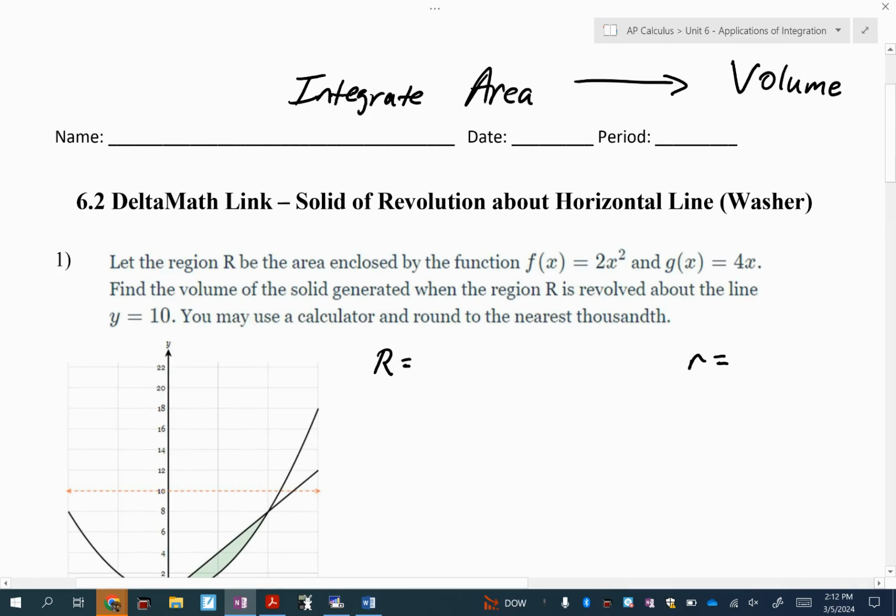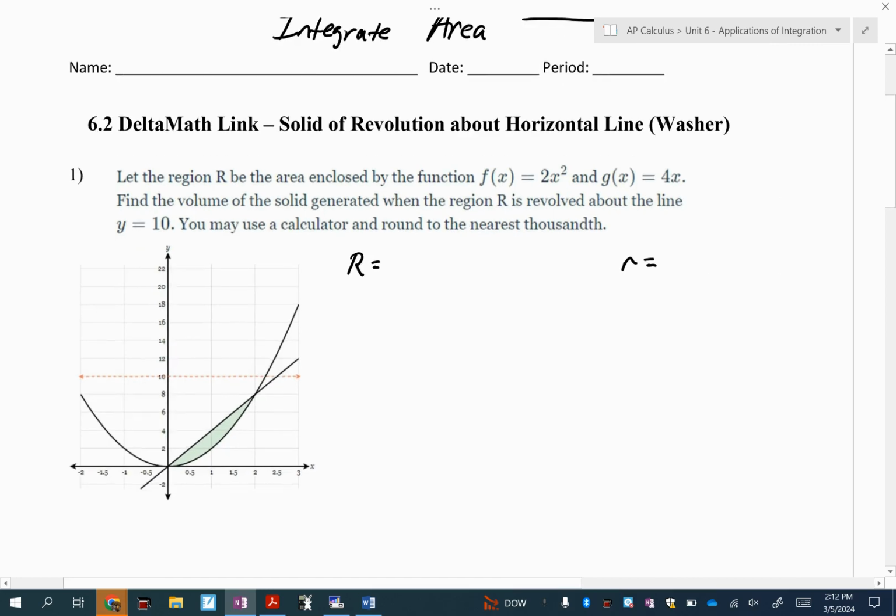In this case, what is my line that I'm revolving around? Y equals 10. For the first one, y equals 10. So I'm going to do 10 minus, and what is my function that is farthest away from y equals 10? There's two options. It's either 2x squared or 4x. Make sure you're focusing on the functions. What you should notice is that the farther one is the parabola. So I'm going to write 10 minus 2x squared.